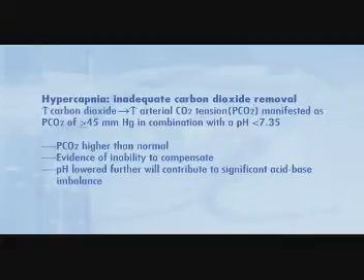Hypercapnia. Inadequate carbon dioxide removal. Increased carbon dioxide increases arterial CO2 tension, PCO2, manifested as a PCO2 of greater than or equal to 45 millimeters of mercury, in combination with a pH less than 7.35. PCO2 higher than normal. Evidence of inability to compensate. pH lowered further will contribute to significant acid-base imbalance.